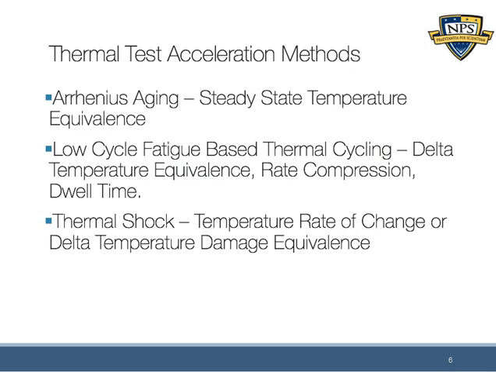There are essentially three different thermal test acceleration methods that we'll discuss. The first is Arrhenius aging, which is the Arrhenius model, known as steady state temperature equivalence. We'll cover the low cycle fatigue, which is based on thermal cycling, things like the delta T, or change in temperature, rate compression, dwell times, things like that. We've covered some of these variables in some of the other lectures, but we'll look at them again today. And then finally, thermal shock. So the temperature rate of change, or the delta temperature damage equivalent.